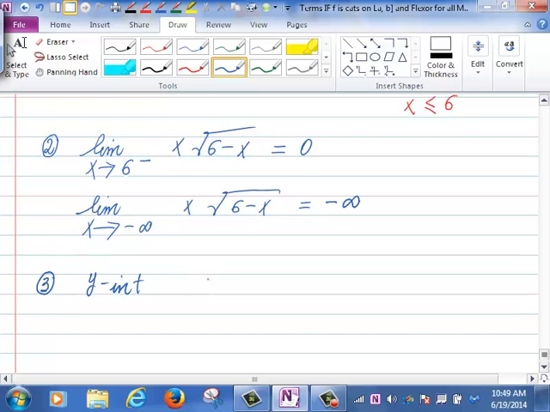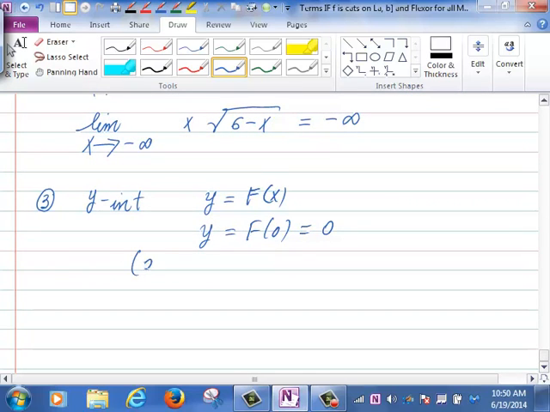Y-intercept, you let x be 0, right? So what's the value of y then? y is f of x, and if you allow x to be 0, you get y to be f of 0. And what is f of 0? Why am I using lowercase f? I'm sorry. I think the function is uppercase F, right? And what is F of 0? That's 0, right? Is everybody okay with that? Because when you plug in 0 for x, you get 0 times root of 6 minus 0, right? So what's the y-intercept? 0, 0.